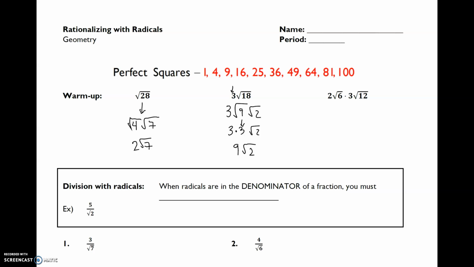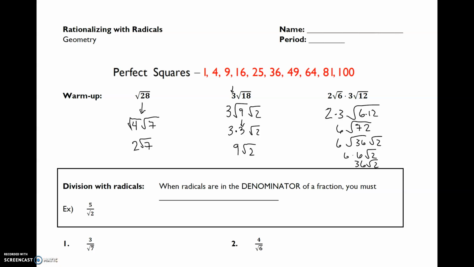And finally, for this last one, remember we multiply the outsides. We multiply the insides. And then when you get 72 underneath the square roots, the largest perfect square that divides that is 36. So we get a 6 times 6 outside. So we get 36 times the square root of 2.